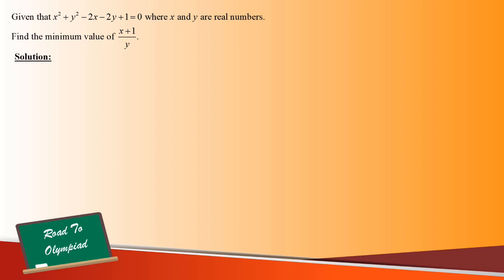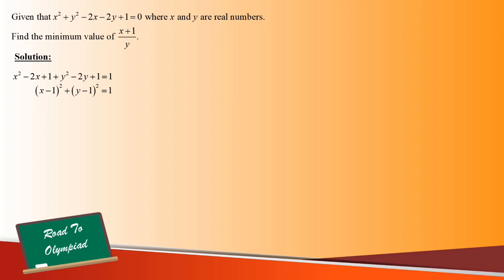To solve this problem, first, we notice that from the given equation, we can add 1 on both sides, and rearranging it a little bit, we will come to this equation, in which we can factorize x squared minus 2x plus 1 as x minus 1 squared, as well as y squared minus 2y plus 1 into y minus 1 squared.